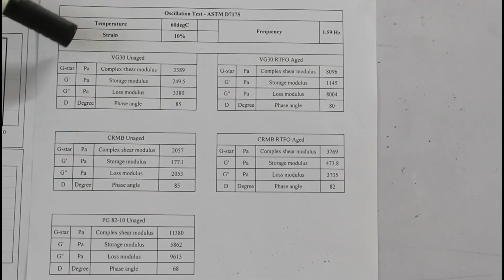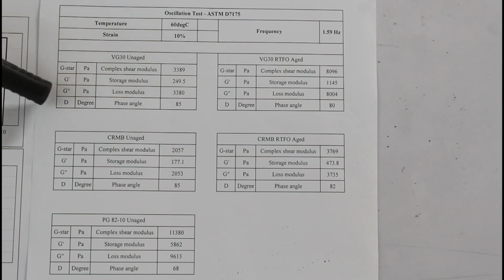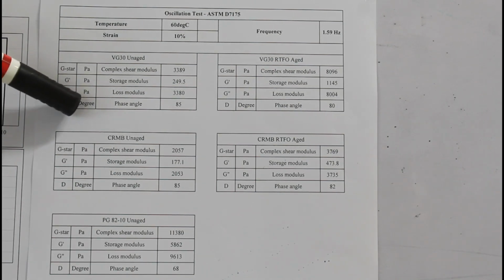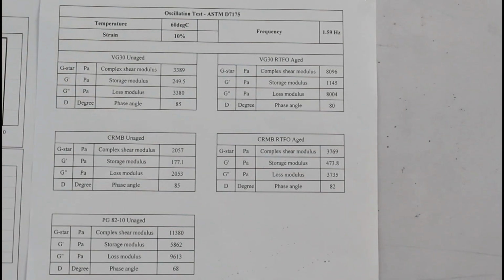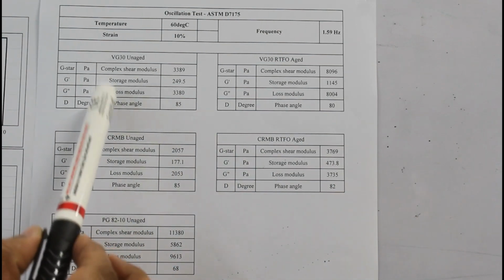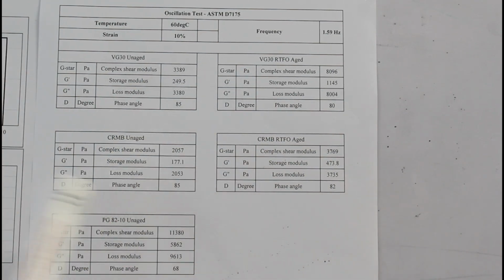The complex shear modulus is a stiffness component. It indicates how stiff the bitumen is, and the phase angle indicates the state of the bitumen: is it in an elastic state or a viscous state? If the phase angle is high, then it is in a viscous state. If it is low, it is in an elastic state. Now we will compare the values of the three bitumen between unaged and aged conditions in graph format, for better understanding.